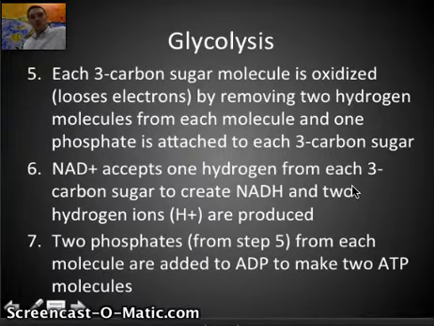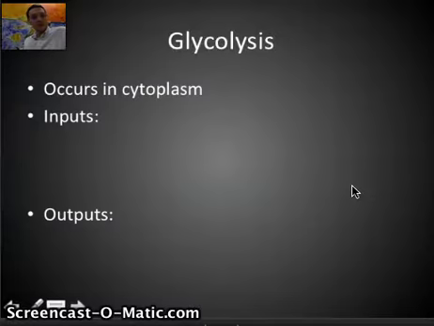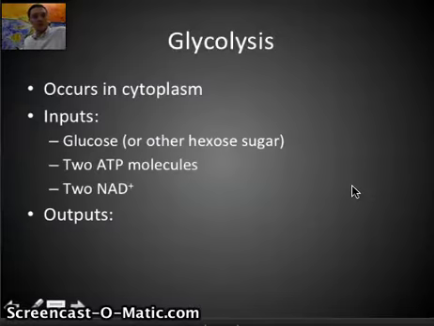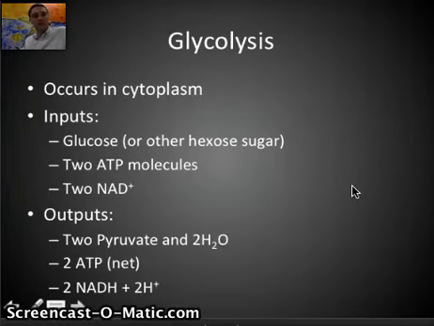So overall, through this process, it occurs in the cytoplasm. Our inputs: we input glucose or some other 6-carbon hexose sugar, 2 ATP molecules, and 2 NAD plus. It's a positively charged molecule. Our outputs, on the other hand, are 2 pyruvates. Those are the 3-carbon sugars, and we get 2 waters from this process. We get a net of 2 ATP, so we've got a positive 2 ATP. And we get 2 NADH and 2 hydrogen ions.